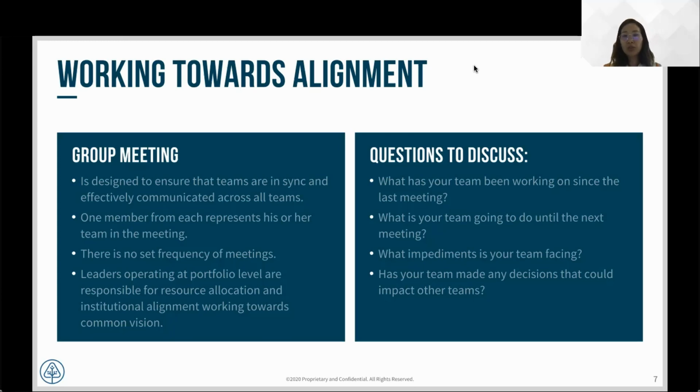And some of the questions that you can discuss during the meeting include, what has your team been working on since the last meeting? What is your team going to do till the next meeting? What impediment is your team facing? Has your team made any decision that could impact other teams?